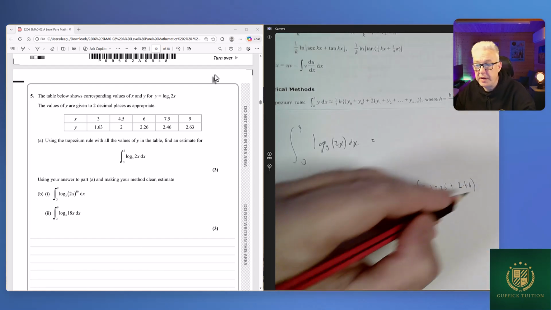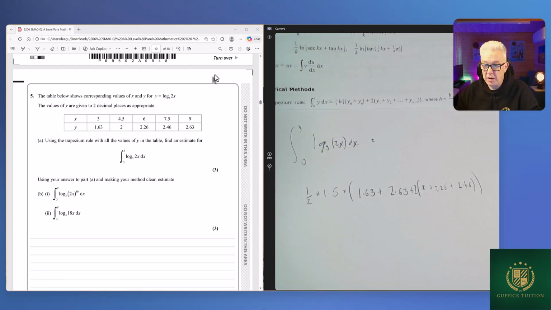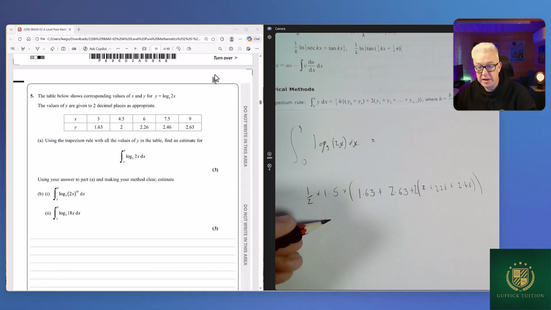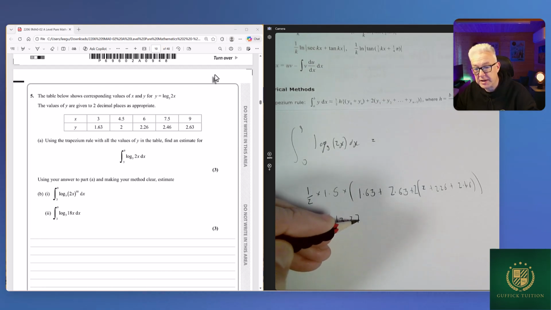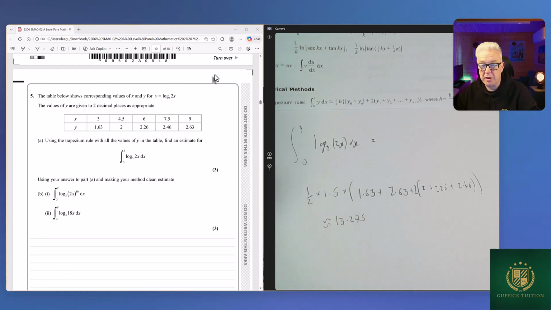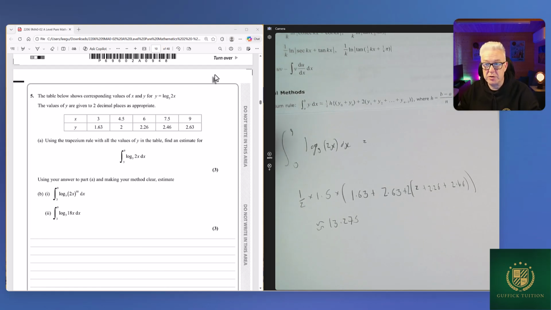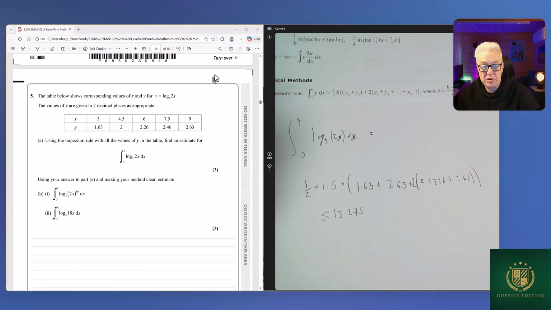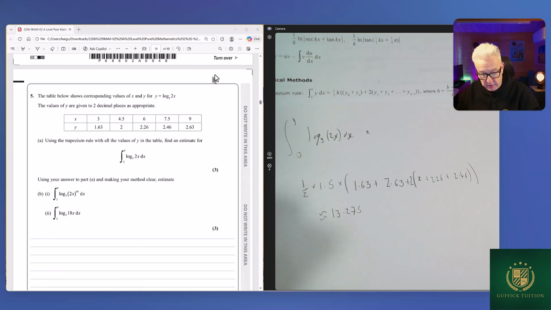Okay, so basically when we work that out, that's going to give us an answer which is 13.275. And we put the curly arrows just to show approximately equal to. So all we've done there is just literally sub into the trapezium rule to find that estimate. Now, that was really nice.